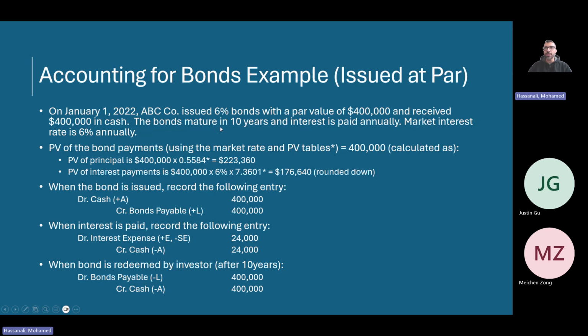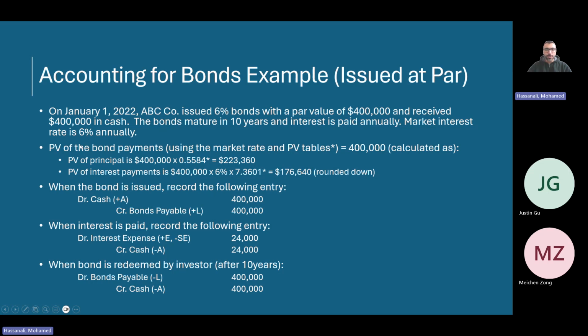The bonds mature in 10 years. Okay, so that's the term. And the interest is paid annually. So that's the frequency of interest payments. Market rate is also 6% annually. So remember, it's a 6% bond and the market rate is 6%.